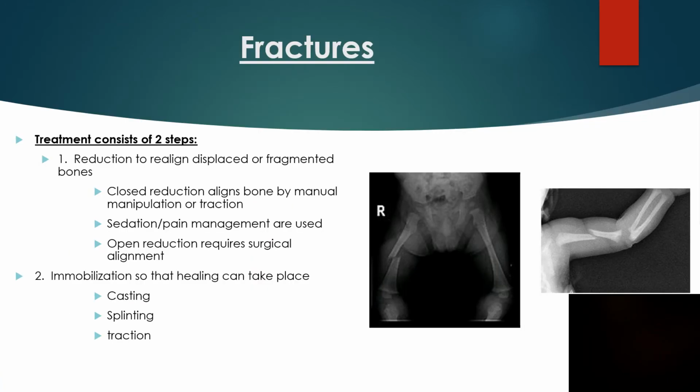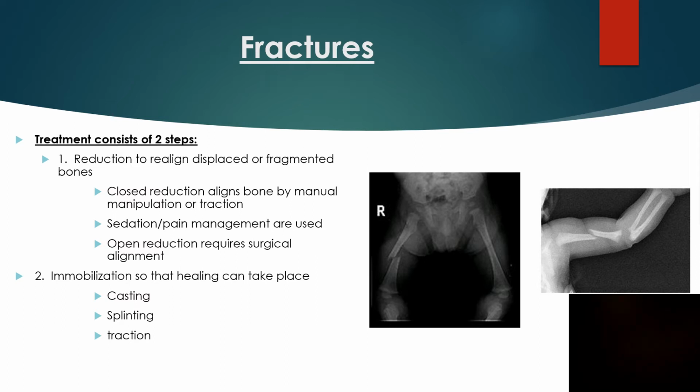So in terms of fractures, there are two prongs of treatment. The first is to reduce and align the displaced and fragmented bones, and that is done in one of two ways. So we can either do closed reduction that will align the bones by manual manipulation. And it's important to remember that we will use conscious sedation and pain management to do that process. The other method for reduction is open reduction, and that will require a surgical realignment.